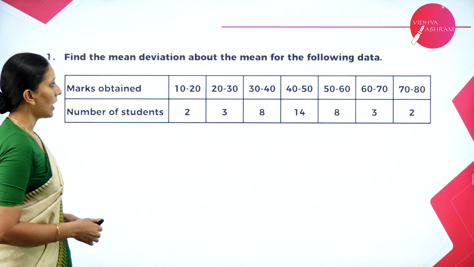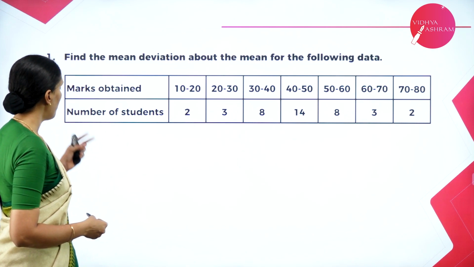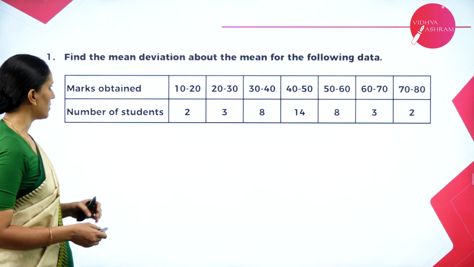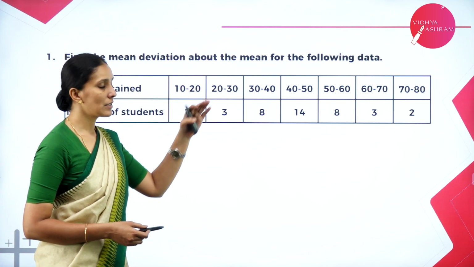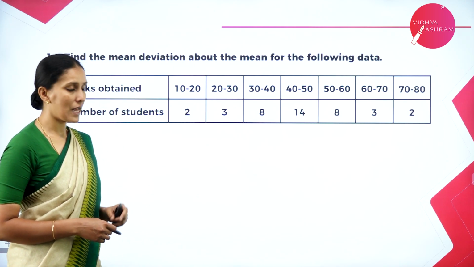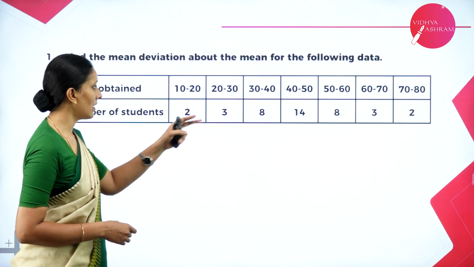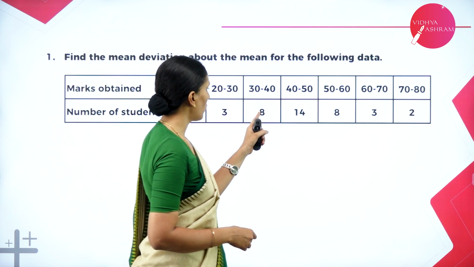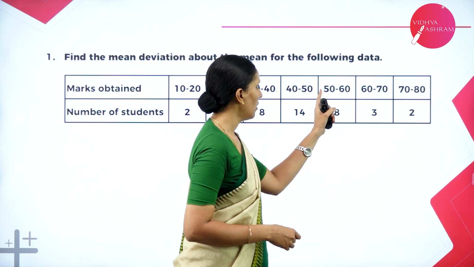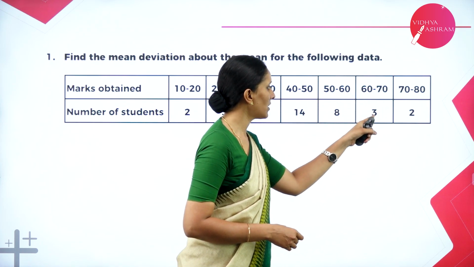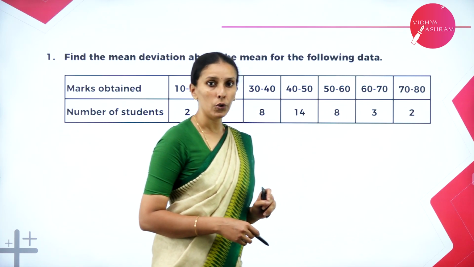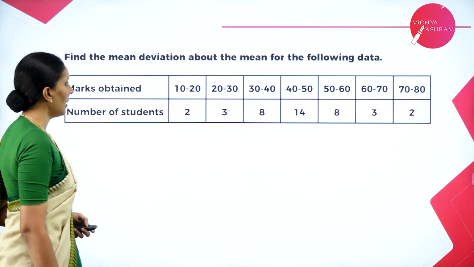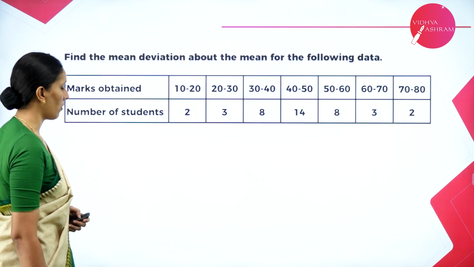Find the mean deviation about the mean for the following data. Marks obtained, number of students. The marks obtained by the students are given in the form of a range, that is a class interval, and the number of students is given here. So 10 to 20, 2; 20 to 30, 3; 30 to 40, 8; 40 to 50, 14; 50 to 60, 8; 60 to 70, 3; 70 to 80, 2. Now let us write this in a tabular column.